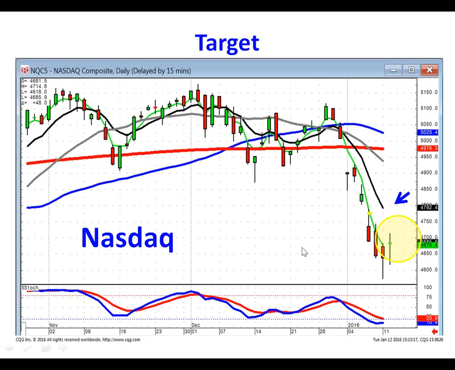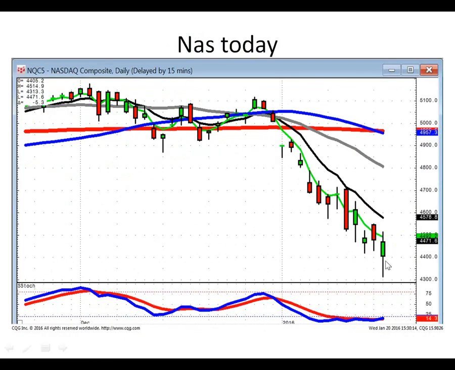This was the NASDAQ a few days ago. Had the possibility of bouncing back up. This was the NASDAQ today because it failed at the T-line. And after it being down quite a bit, we started seeing bullish.